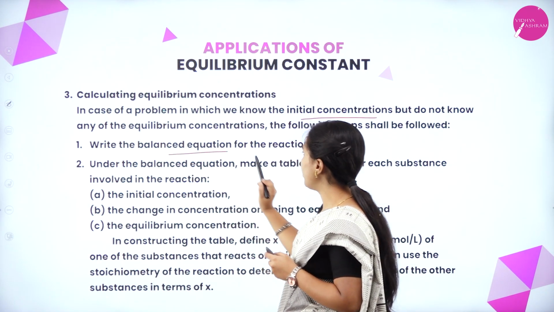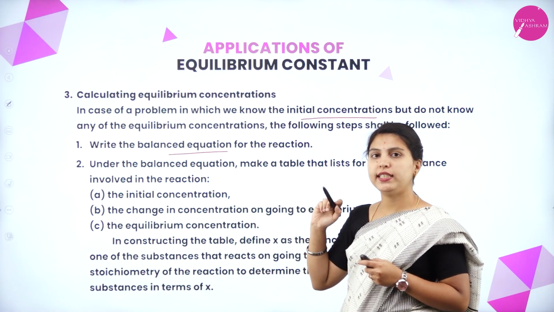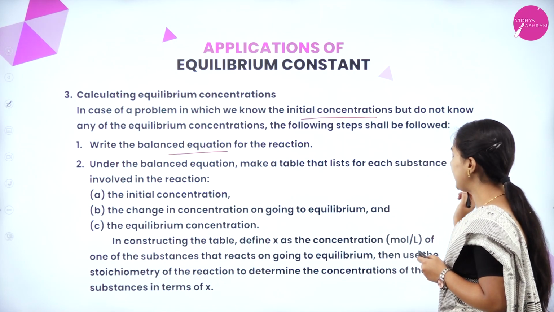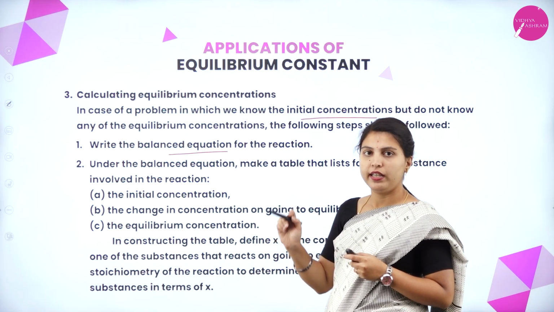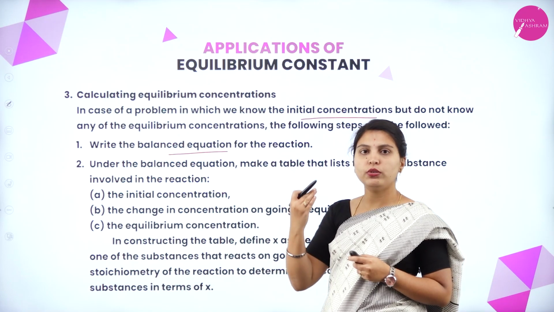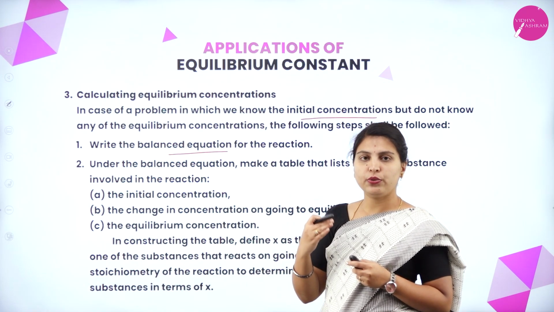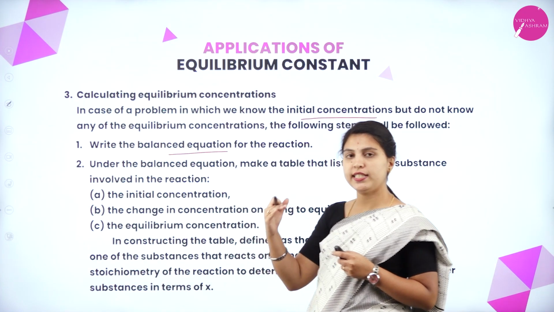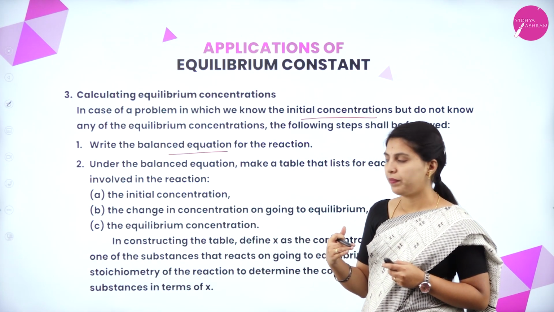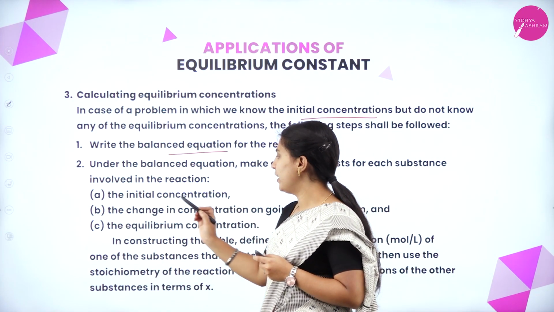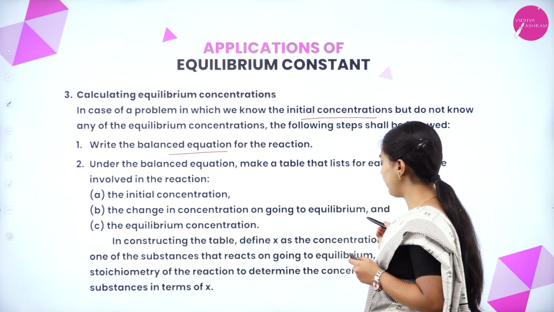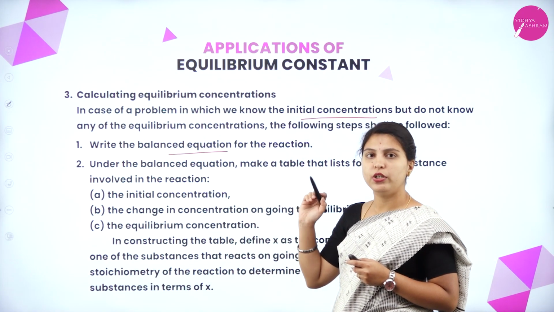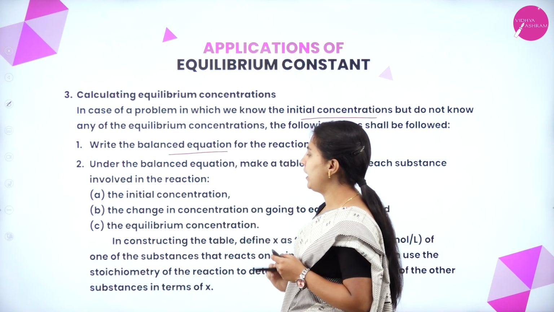Write a balanced equation for the reaction. Under the balanced equation, make a table that lists, for each substance involved in the reaction, the initial concentration, the change in concentration on going to equilibrium, and the equilibrium concentration. Once you know how to balance the reaction, you specify each and every concentration of the reactants used. These are the three entries you have to note down below the balanced equation.